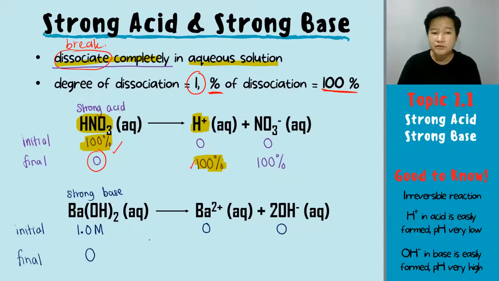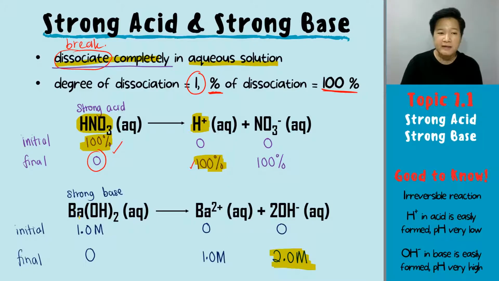When it completely dissociated, I will form 1 mole of my Ba2+ and I will form 2 mole of my OH-. So the question is, why 2 mole? Why not 1 mole? Bear that in mind, in 1 Ba(OH)2, in 1 mole of barium hydroxide, I will produce 2 mole of OH- ion. So 1 to 2 ratio. So if I have 1 molar of the barium hydroxide, I will then form 2 mole of the hydroxide ion.